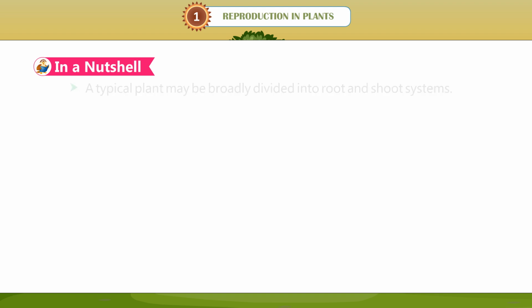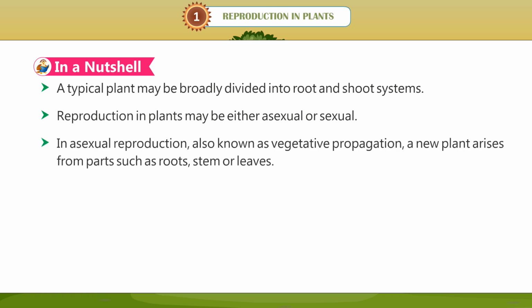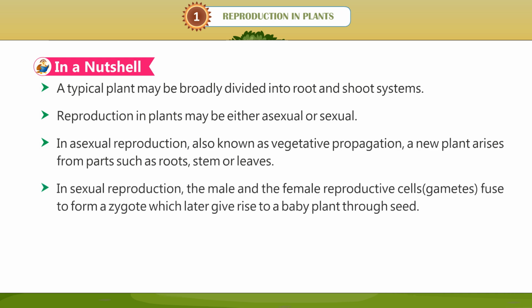In a nutshell, a typical plant may be broadly divided into root and shoot systems. Reproduction in plants may be either asexual or sexual. In asexual reproduction, also known as vegetative propagation, a new plant arises from parts such as roots, stem, or leaves. In sexual reproduction, the male and the female reproductive cells, gametes, fuse to form a zygote which later gives rise to a baby plant through seed.